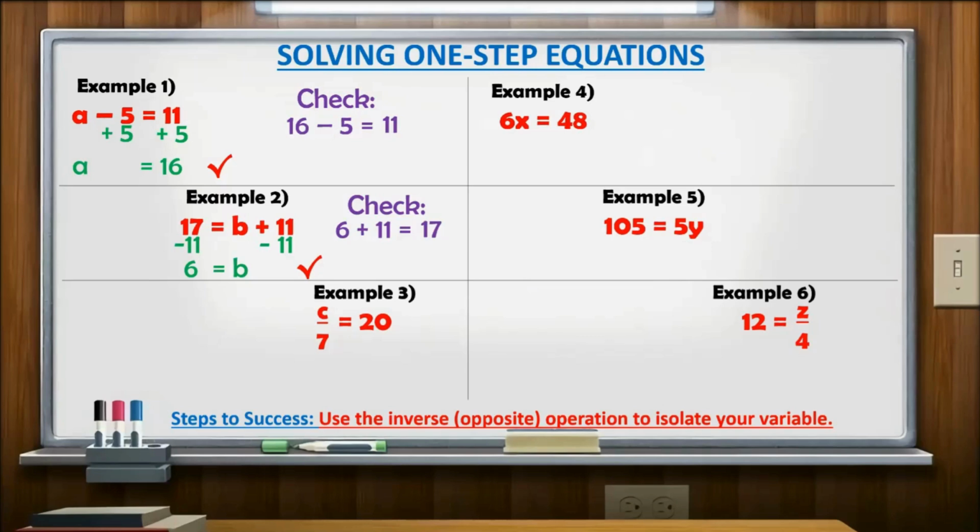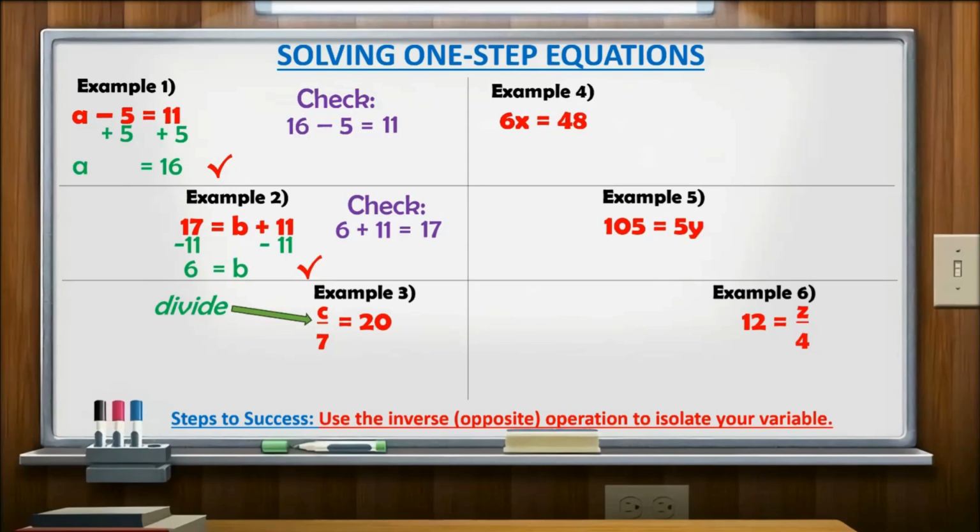Moving on to example 3, we have c over 7 is equal to 20. So again, as we have done before, we ask ourselves, what does this mean? Now, as you can see, it is written in the form of a fraction. So what operation does a fraction represent? A fraction represents the divide operation. So what we essentially have is c divided by 7 is equal to 20.